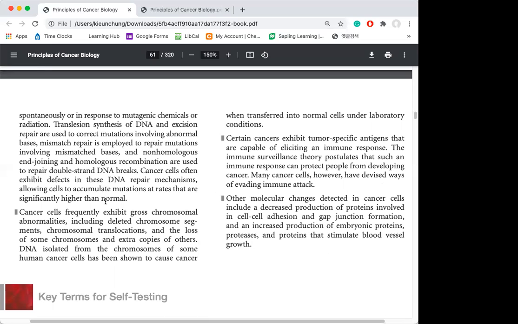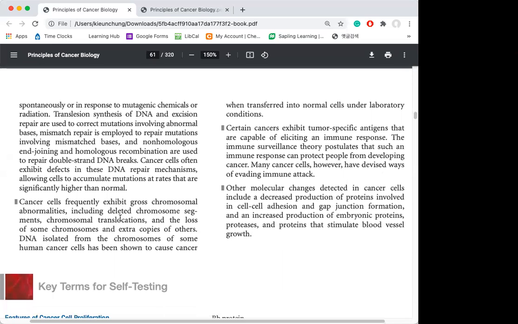Cancer cells frequently exhibit gross chromosomal abnormalities, including deleted chromosome segments, chromosomal translocations, and the loss of some chromosomes and extra copies of others. DNA isolated from the chromosomes of some human cancer cells has been shown to cause cancer when transferred into normal cells under laboratory conditions. Certain cancers exhibit tumor-specific antigens that are capable of eliciting an immune response. The immune surveillance theory postulates that such an immune response can protect people from developing cancers. Many cancer cells, however, have devised ways of evading immune attack.